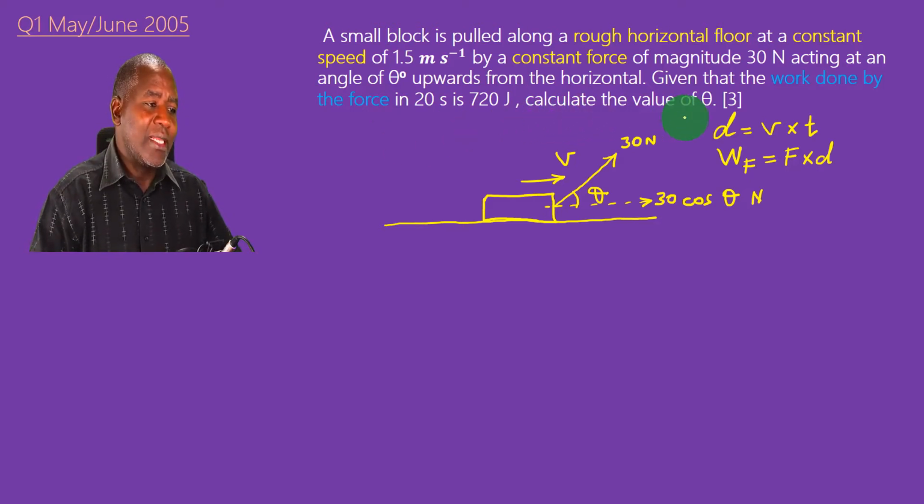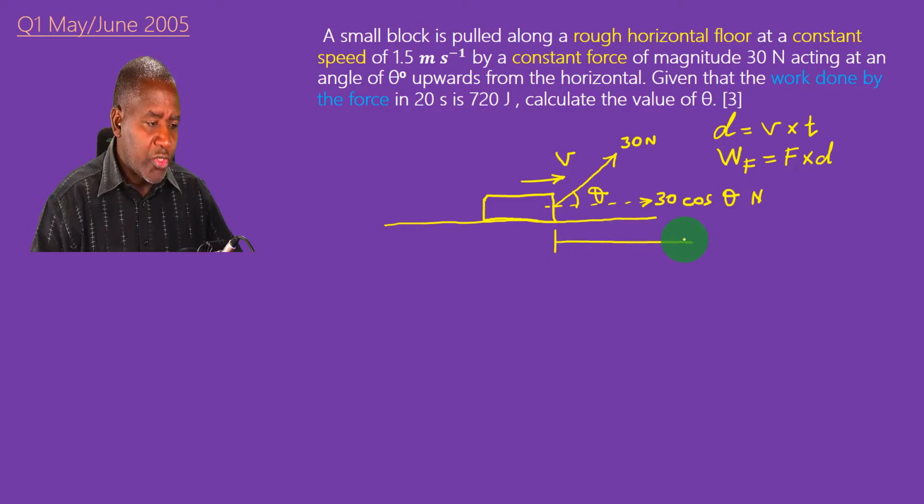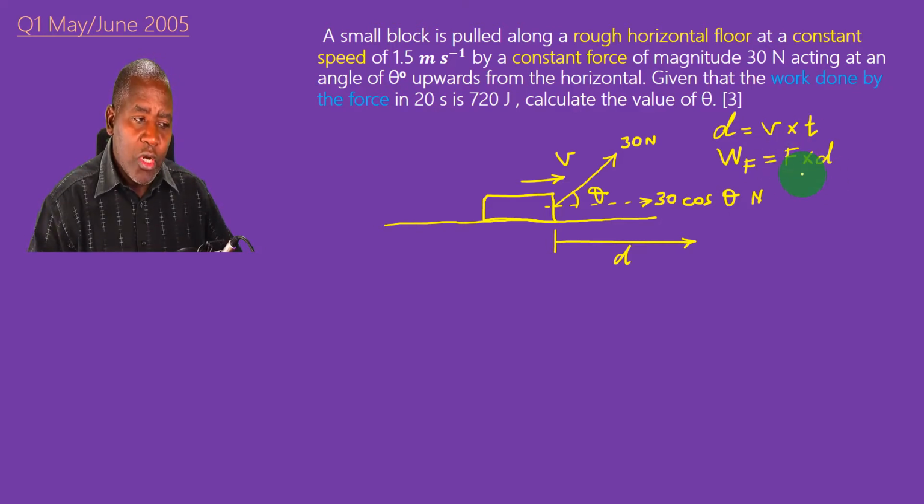They want us to calculate the value of D. Something else comes to mind. The distance moved is horizontal, but the force applied is at an angle. When we use this equation here, work done is equal to force times distance, the force and the distance must be in the same direction. If they are not, then we go to the trouble of resolving that force in the direction of the distance.